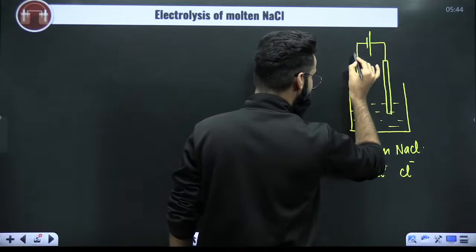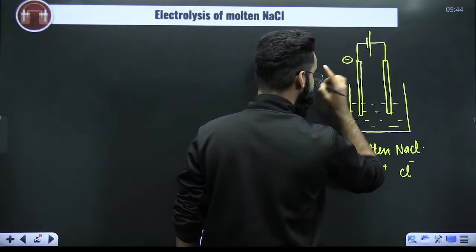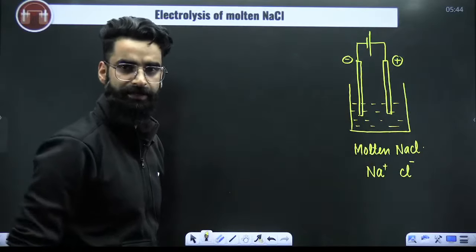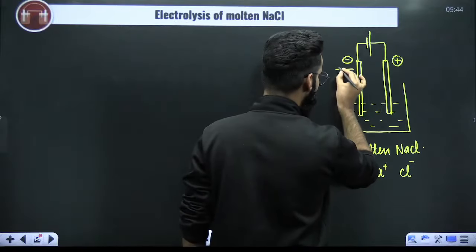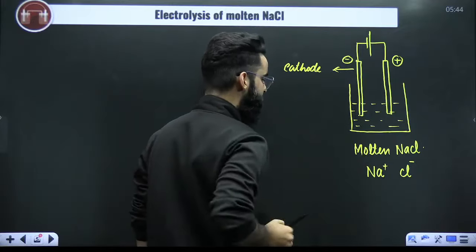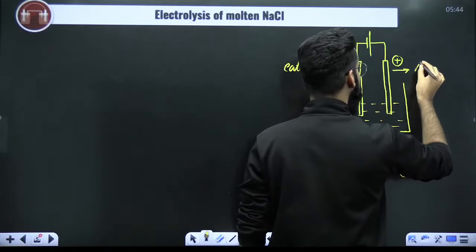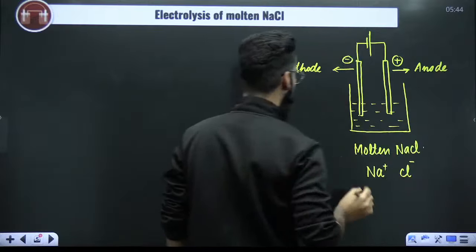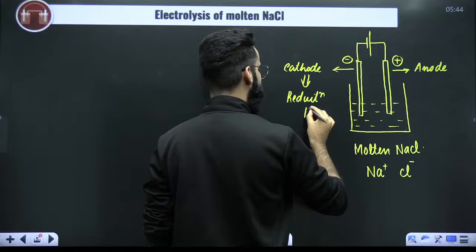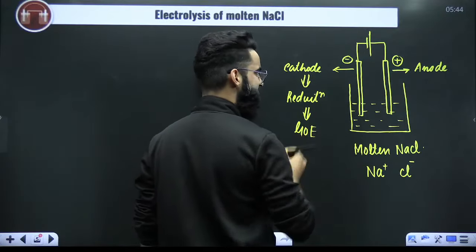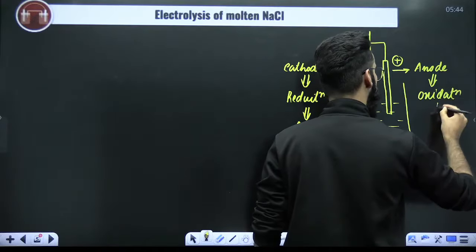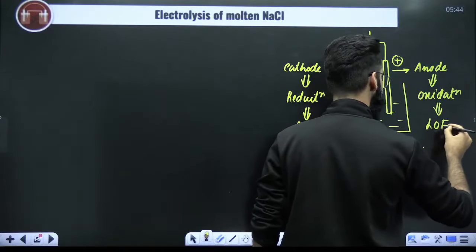That rod which is connected with the negative terminal of the battery will carry the negative charge, and that rod which is connected with the positive terminal of the battery will carry the positive charge. And as I told you, the negatively charged rod here is what I call as cathode, and the positively charged rod here I'll be calling as anode, right? And you know, at cathode what happens? At cathode reduction takes place, and reduction is nothing, it is just the gain of electrons. And similarly, at anode I must say oxidation takes place, right? And oxidation involves loss of electrons.